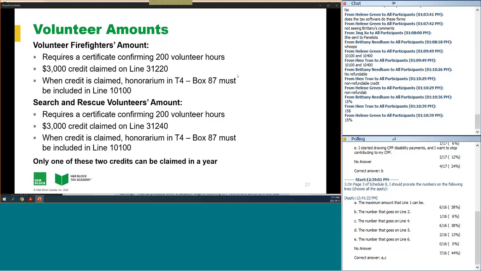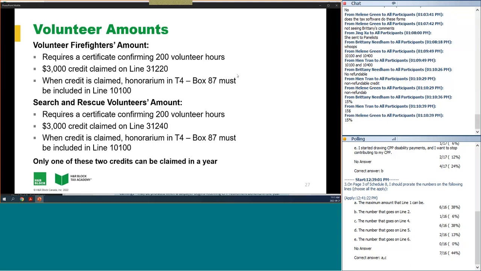Okay. Easy credit so far. Canada Employment Amount, you get it or you don't get it. There's a maximum that you can get. Volunteer firefighter and search and rescue volunteer. I'm going to just call them the firefighter amount today because it takes too long to say everything. They are the same idea.